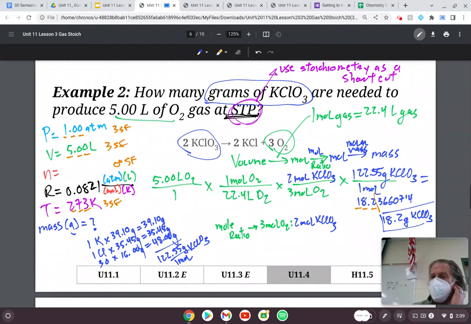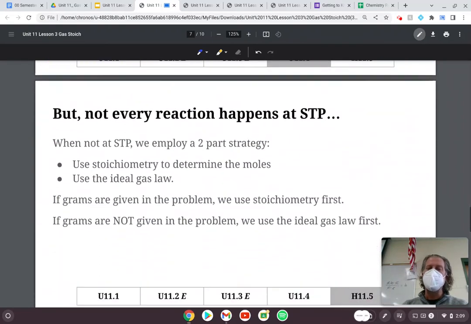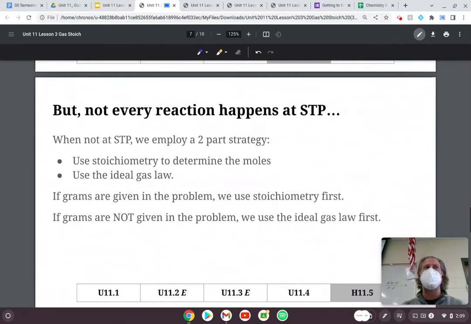Now, this is great because it's at STP. We can use what I call the stoichiometry shortcut. But most of us don't live at sea level. And as a result, we have to be able to do calculations when we're not at sea level, which is what we're going to do now. So, because not everything occurs at sea level, we're doing a similar thing, but it's going to be a 2-part strategy or 2-part problem.